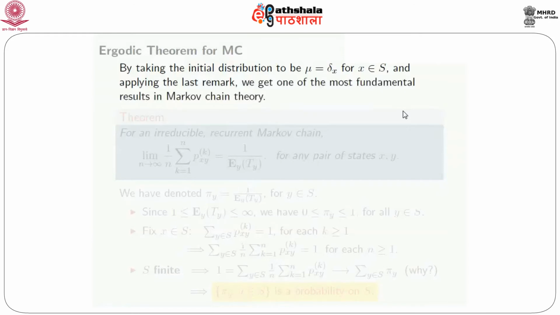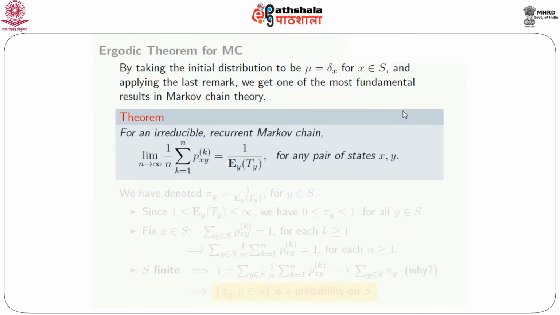We get one of the most fundamental results in Markov chain theory, often called the ergodic theorem for Markov chains. For any irreducible recurrent Markov chain, the limit of 1 over n, summation k equal to 1 to n, p_xy super k, is 1 over E_y T_y for any pair of states x and y. It's just a matter of computing what E_mu of N_n(y) would be when mu is taken to be delta x, and verifying that it turns out to be nothing but the summation k equal to 1 to n of p_xy super k.